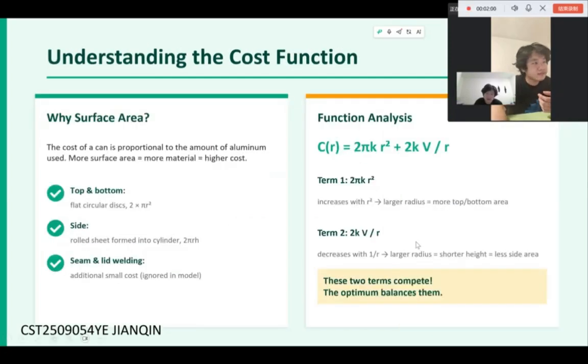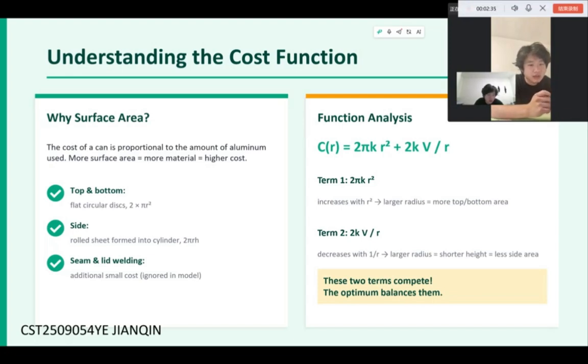And then we can understand the cost function. The first term represents the cost of the top and the bottom. As the radius increases, the cost increases, because the circular area becomes larger. And the second term represents the cost of the side surface. As the radius increases, the height decreases, so this part becomes smaller.